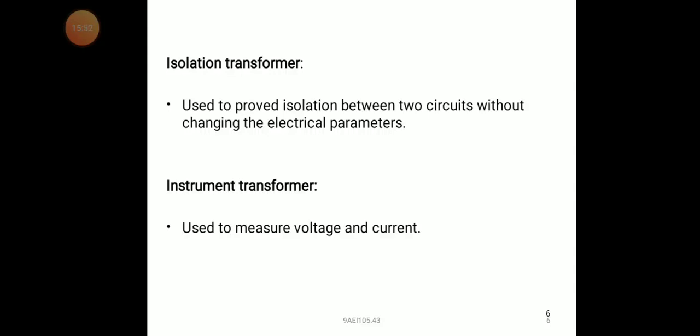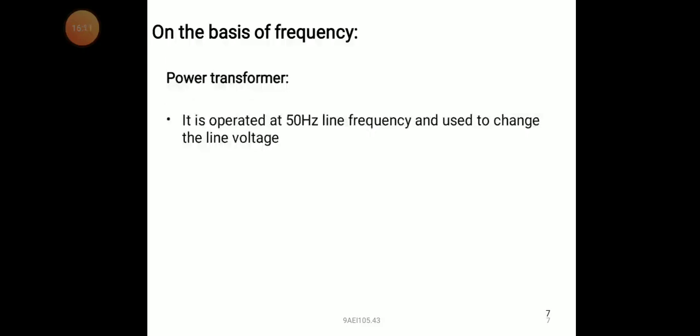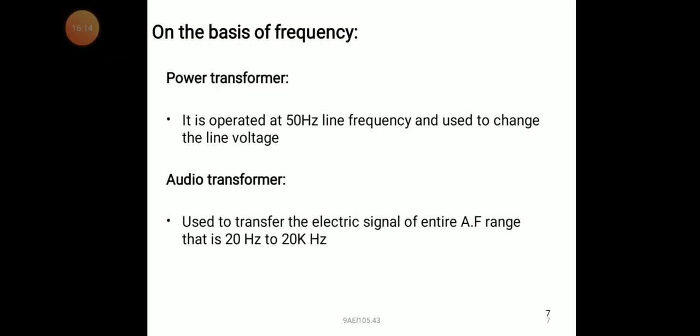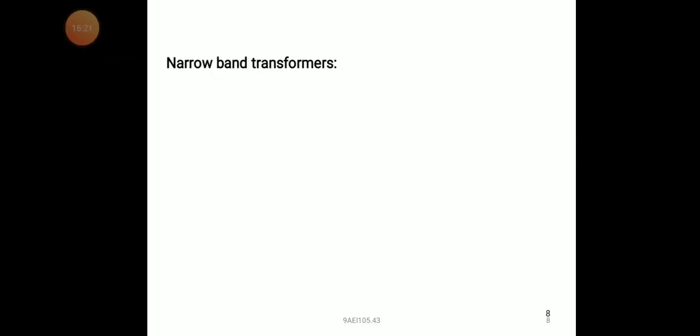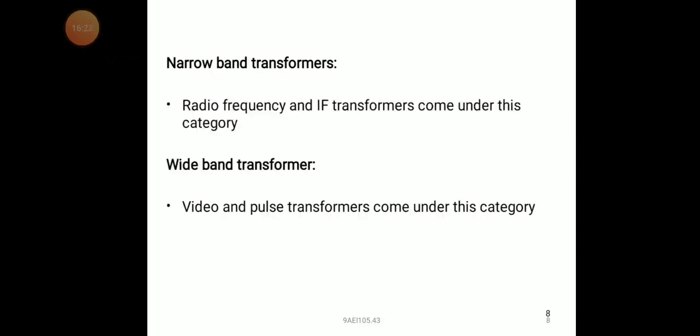The instrument transformer is very useful in instrumentation, and is used to measure the voltage and current of a given measuring quantity. So this is the instrumentation transformer. Like this, we have another classification on the basis of frequency. Depending on the frequency, we may have four types of transformer.